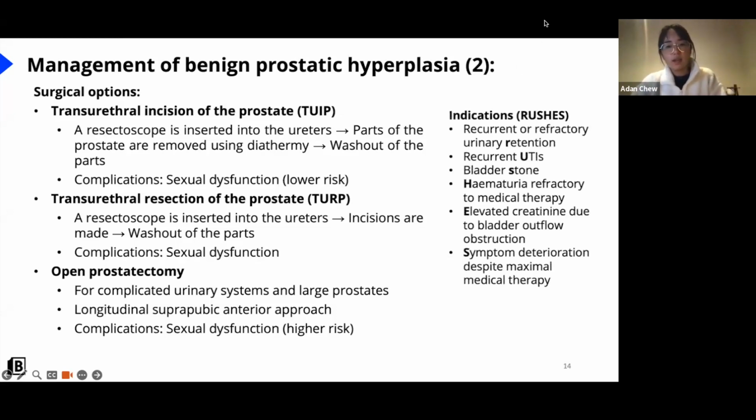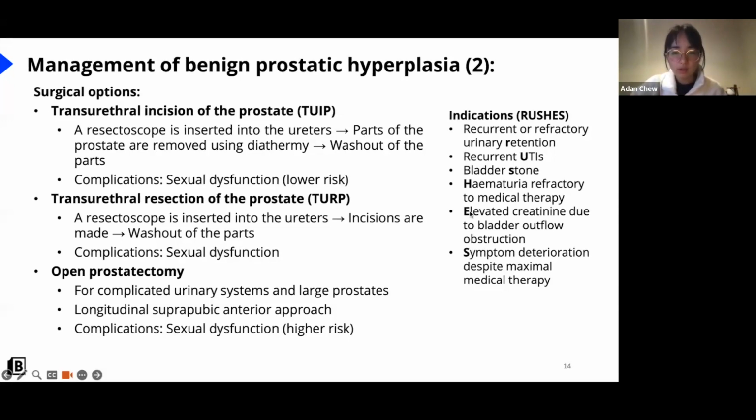Indications for surgery, there's a common acronym, RUSHES, that we can use. So any recurrent or refractory urinary retention, so anything recurrent or refractory to treatment, any recurrent UTIs, any bladder stones, any hematuria, elevated creatinine, so that could be linked to AKIs due to bladder outflow obstruction, or symptom deterioration despite medical management. So these would be indications that you will want to refer a patient for surgery.